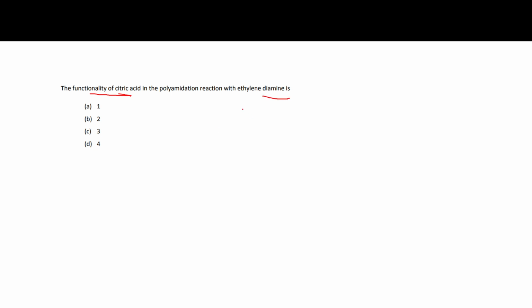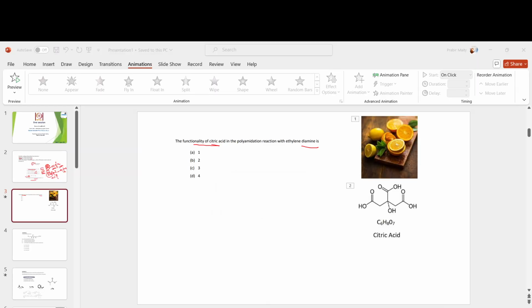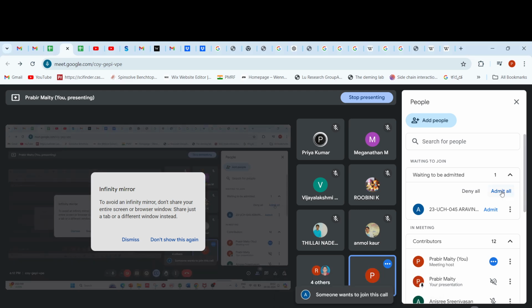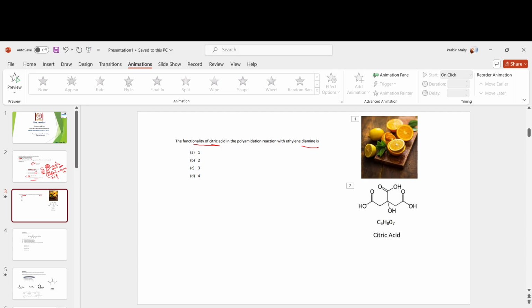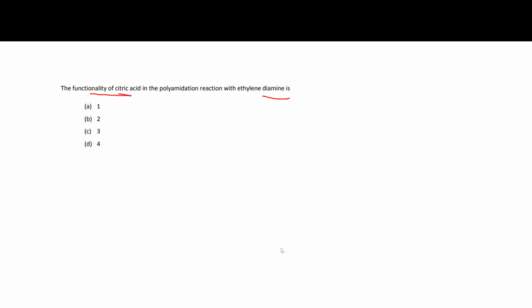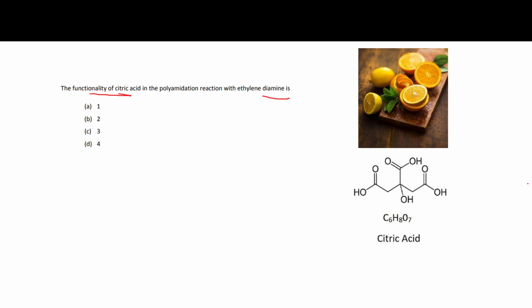So what type of bond are they making? They are mainly making an acid and amine, and we are already told they make an amide bond. If you know the structure of citric acid, you know that citric acid is present in lemon, and its structure will be like this.